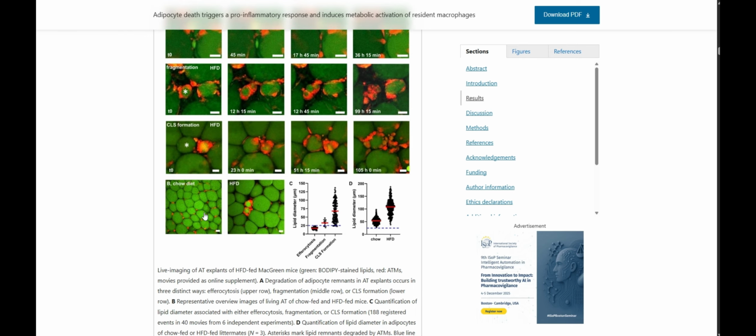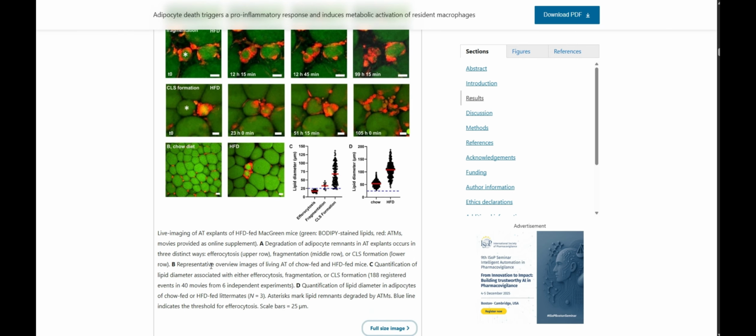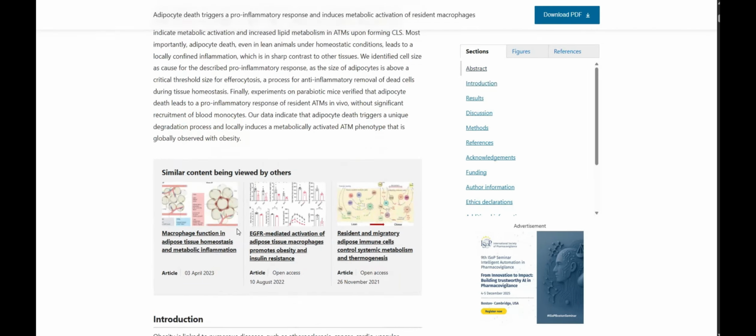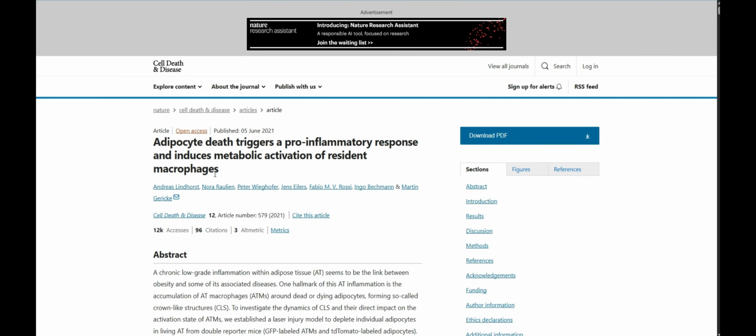Okay, this is a whole other area, and a high-fat diet-fed animal. So this might be interesting to read. Adipocyte death triggers a pro-inflammatory response and induces metabolic activation of resident macrophages. Not. Never mind.